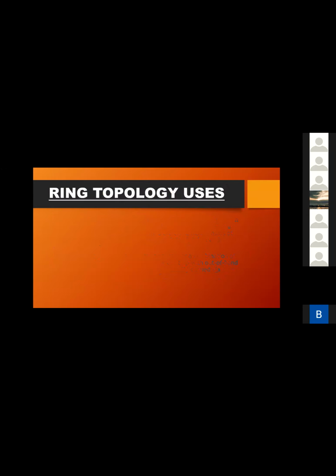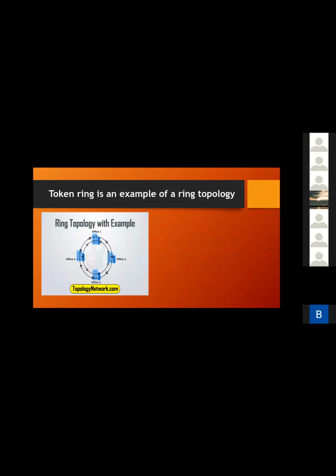Ring topology uses. Ring topologies may be used in either LANs, local area networks, or WANs, wide area networks, depending on the network card used in each computer of a ring topology. It is frequently used in telecommunications for SONET fiber optic networks. Token ring is an example of a ring topology.